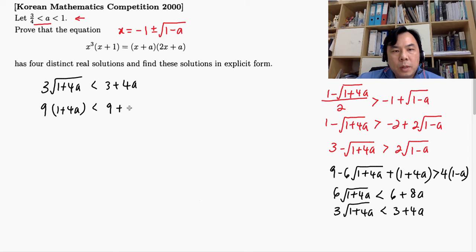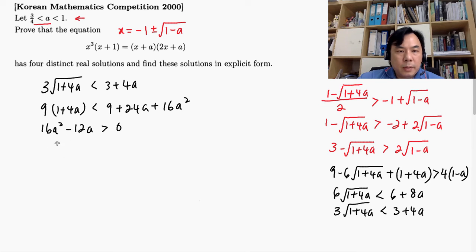So there'll be a 9, there'll be a 24a plus a 16a squared here. Right, so therefore, I'm going to simplify that properly. So this is 36 here. So that will be 12a here. And then the 9 would basically cancel off. So greater than 0. And then you can further simplify this.